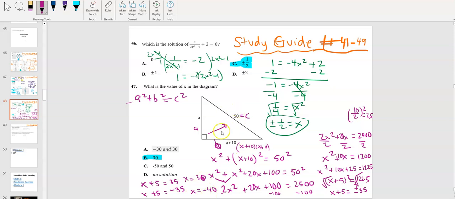Now, negative 40 doesn't make sense in this problem because it is distance. We're talking about an actual triangle I would measure the length of, so that doesn't make any sense. So it would have to be positive 30 as my solution.